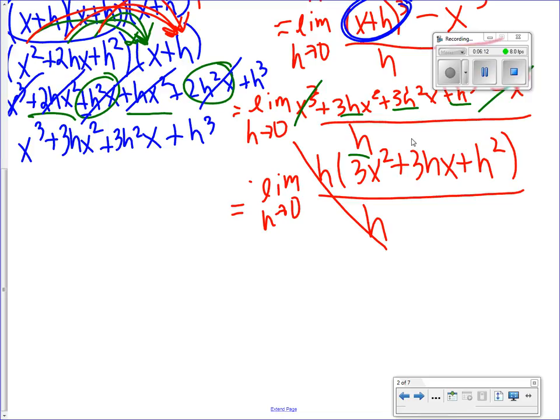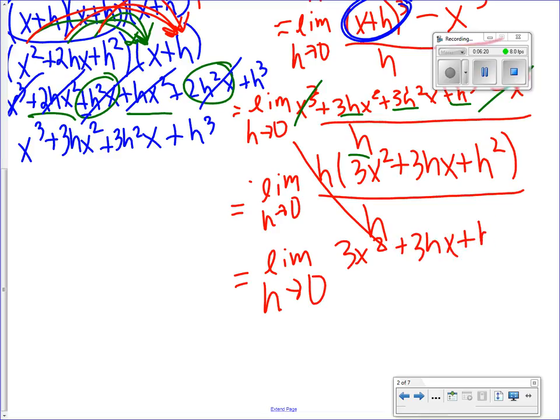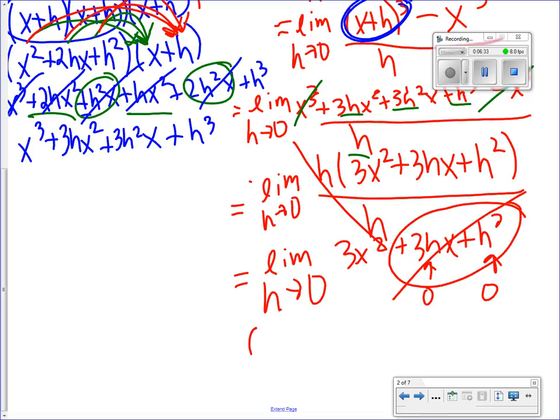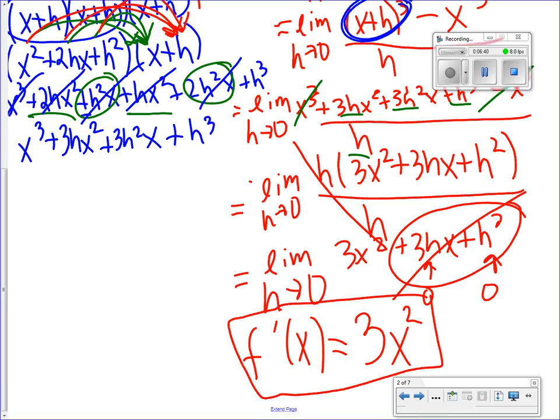So now I have the limit as h approaches 0 of 3x squared plus 3hx plus h squared. So now I can directly substitute 0 in for h. If I put 0 in here, 3 times 0 times x goes to 0. 0 squared goes to 0. So this all cancels out. It goes to 0. So that means that the derivative is 3x squared. So now if I wanted to say, what's the derivative at 1? I could just put 1 into this equation instead of doing all of this work with 1.